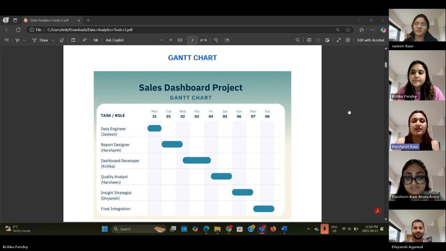Hi, I am Harshpreet and I was the designer for this project. So I worked on the visualizations and dashboards created and analyzed them and created a report for documentation purposes. Hi, I am Harsheen Kaur and I worked on compiling and analyzing the reports that you will see today. Hi, I'm Divyansh Agarwal. I am an insight strategist. So I have derived insights from this complex data and tried to build strategies around it.